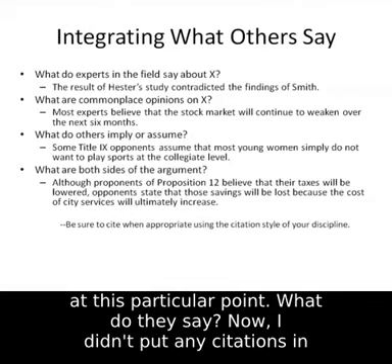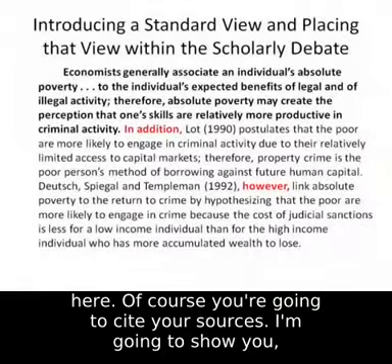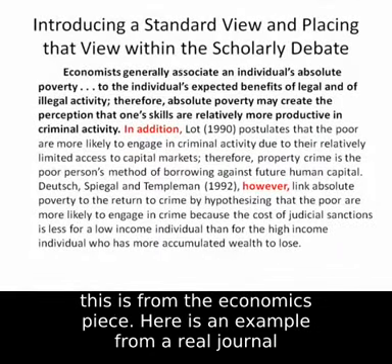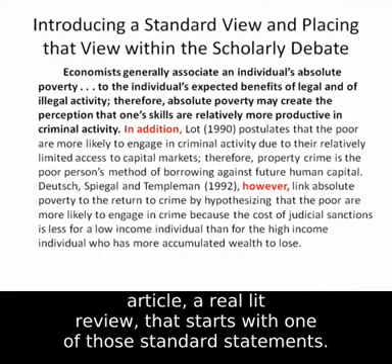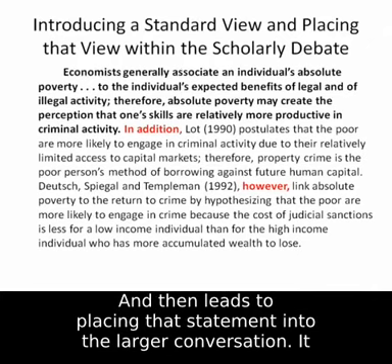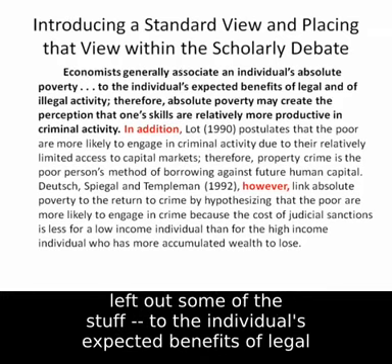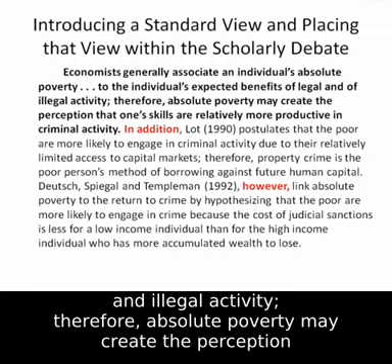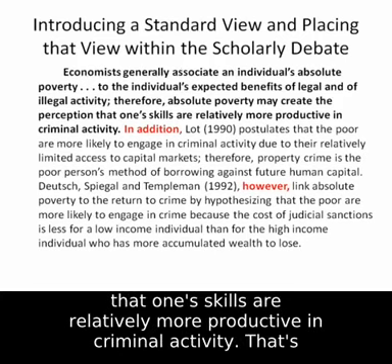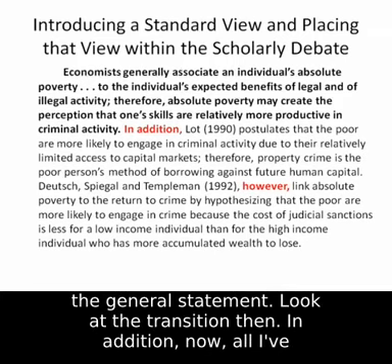Now, I didn't put any citations in here. Of course, you're going to cite your sources. I'm going to show you. This is from the economics piece. Here's an example from a real journal article, a real lit review that starts with one of those standard statements and then leads to placing that statement into the larger conversation. And it says, economists generally associate an individual's absolute poverty, I left out some of the stuff, to the individual's expected benefits of legal and illegal activity. Therefore, absolute poverty may create the perception that one's skills are relatively more productive in criminal activity. That's the general statement. Look at the transition then.